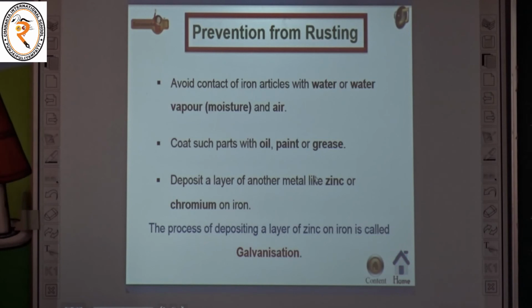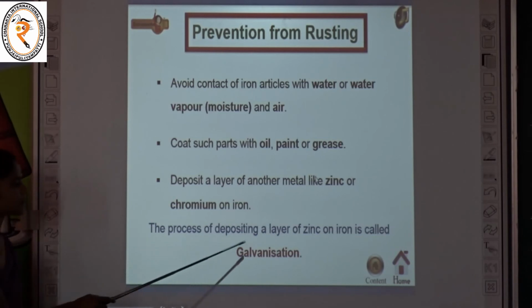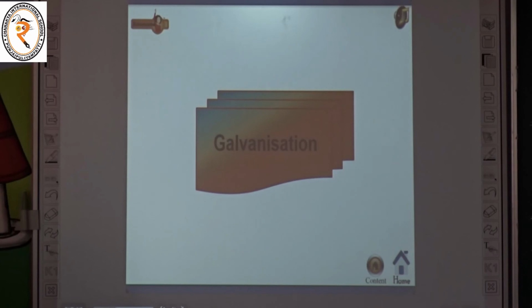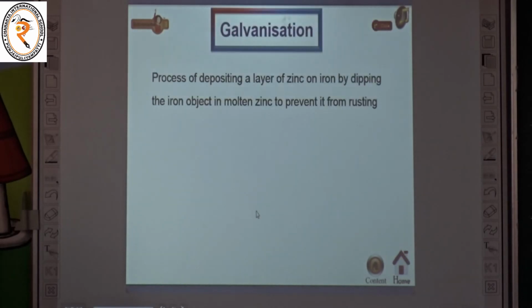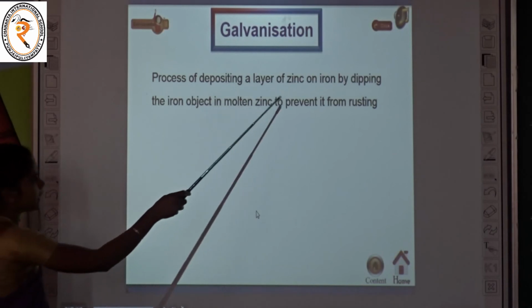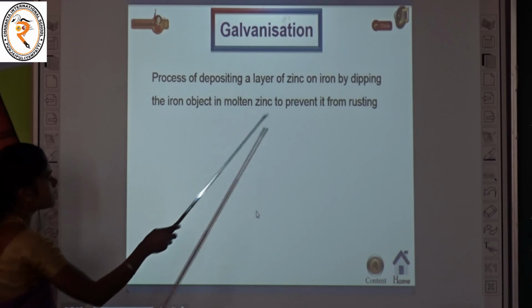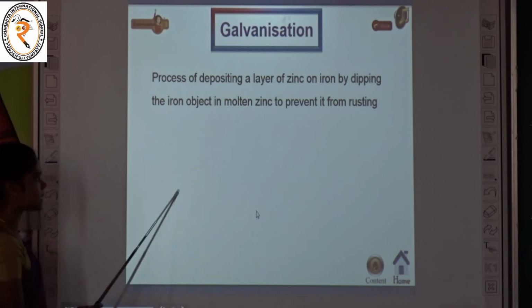Okay, what is called galvanization? The process of depositing a layer of zinc on iron is called galvanization. What is the use of galvanization? It can prevent rusting of iron. Next, we will discuss the process of galvanization. See, it is a process of depositing a layer of zinc on iron by dipping the iron object in molten zinc to prevent it from rusting.